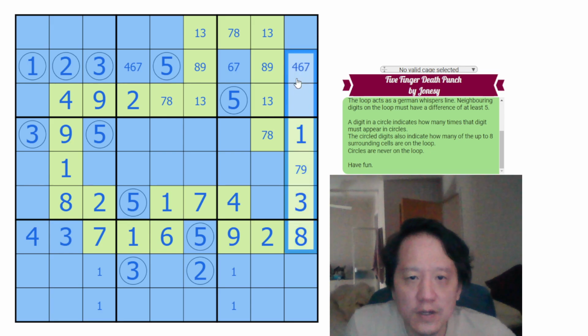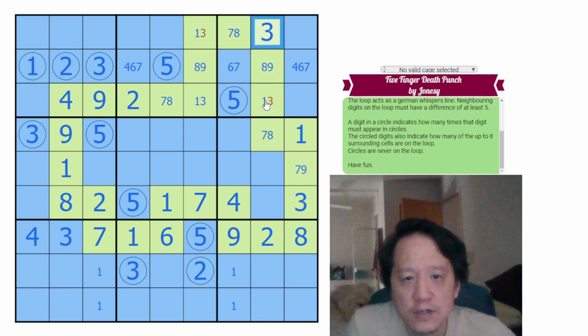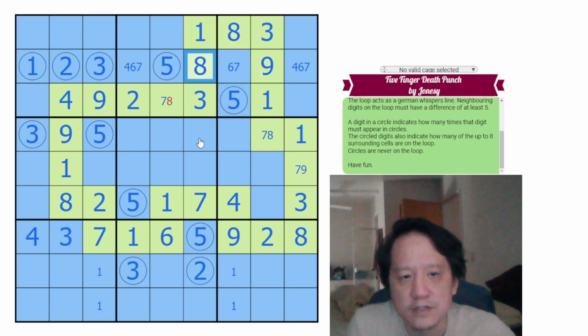This cannot be 8. So either this is 8 or this is 8, which means that has to be 3. So this is 1, this is 1, this is 3. One of these two is 8, so this cannot be 8. Sorry, it can't be 7. This is 8. This is 9. This is 8. So this is... Wait, that doesn't work.